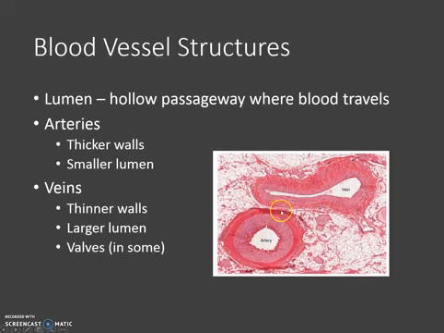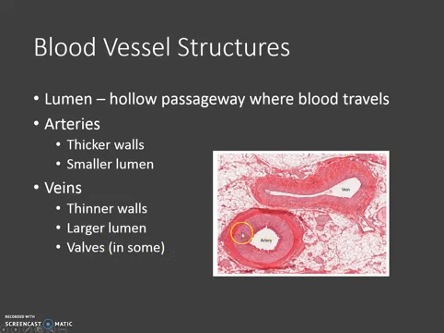Then if we look at arteries versus veins, a couple things to keep in mind is that arteries tend to have thicker walls and a smaller lumen. Whereas veins, the walls are thinner and the lumen tends to be larger, and in some of them there are valves, which we'll talk about the function of those a little bit later.